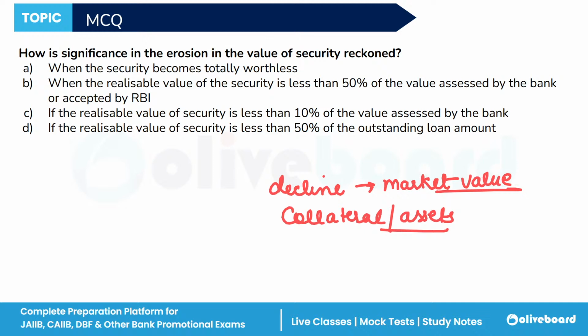So here we can say option B is correct: when the realizable value of the securities is less than 50% of the value assessed by the bank or accepted by the RBI. Okay.